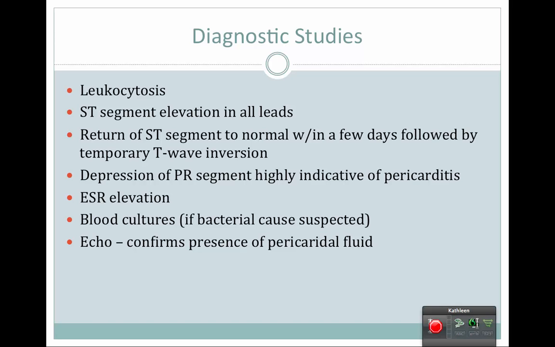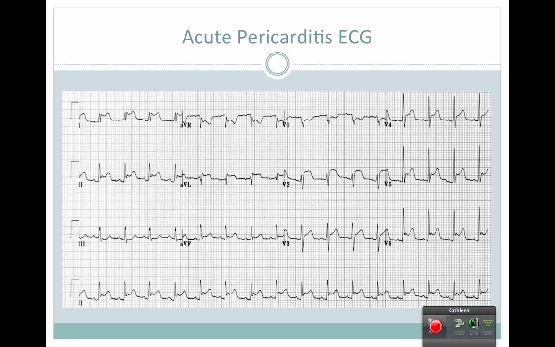Diagnostic studies: leukocytosis with elevated WBC, ST segment elevation in all leads, return of ST segment to normal within a few days, followed by temporary T wave inversion. You have a depression of the PR segment, highly indicative of pericarditis. Get a SED rate. These are always elevated. Blood cultures if bacterial cause is suspected, and echo confirms presence of pericardial fluid. Again, this is a great example: all leads are abnormal on this EKG, every single lead.